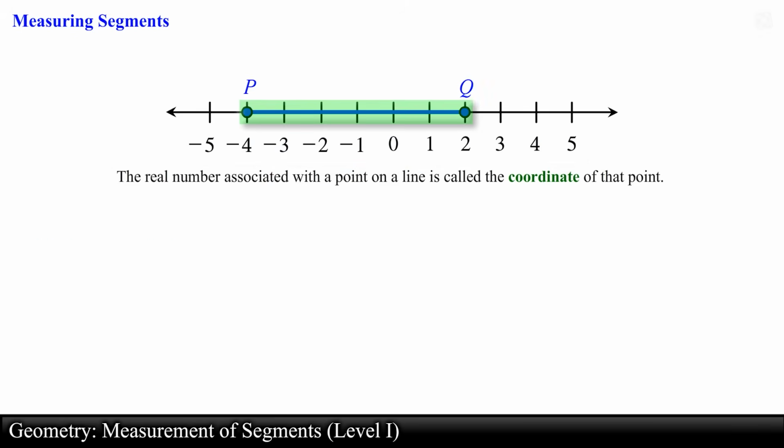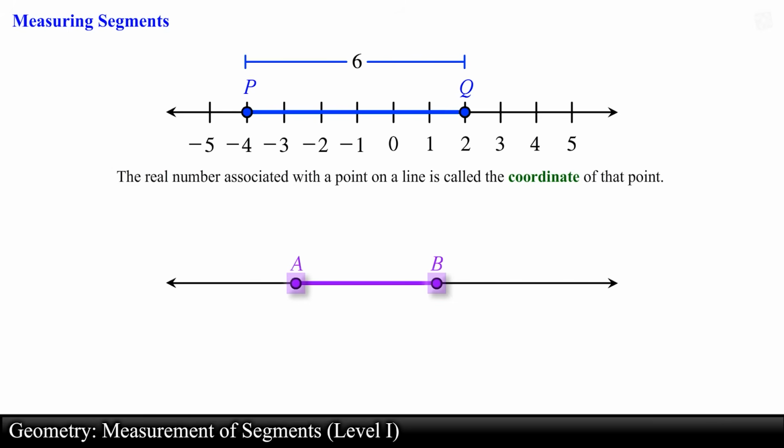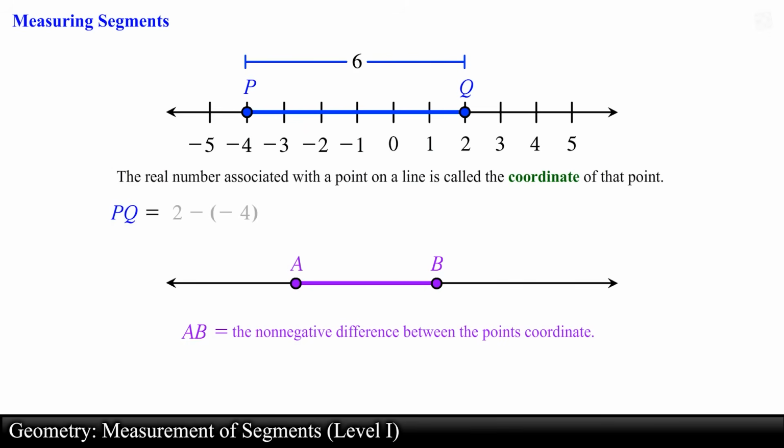The measurement of this line segment can be determined by measuring how far apart the endpoints are from one another. In other words, we measure the distance between the points. In this case, the measurement of segment PQ is 6. We can define the distance between point A and point B as a non-negative difference between their coordinates. For example, segment PQ can be found by subtracting the coordinates of the line segment. In this case, we can subtract -4 from +2, or subtract +2 from -4. Since we want the numbers to be non-negative, we take the absolute value of the result.